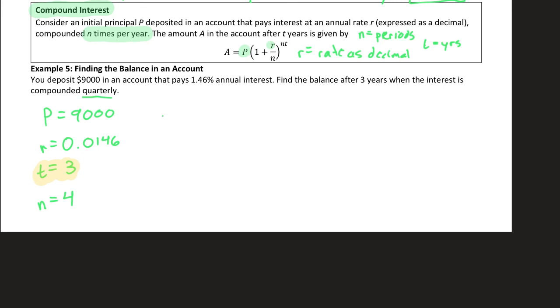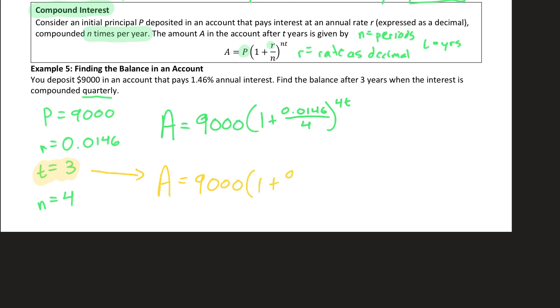To write our model, the amount in our account starts with $9,000. We apply our growth rate, 1 plus 0.0146 over 4 to the 4t power. So that's just me substituting from this formula. So to evaluate this after 3 years, I'm going to plug in 3 to the model we just wrote. And you're going to have to do a little bit of calculator work, and I can help you with that. But this is a good tool to know how to use. So let's do the 4t power. 4 times 3 is 12.